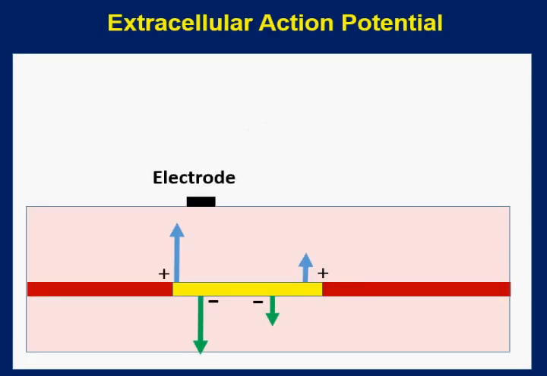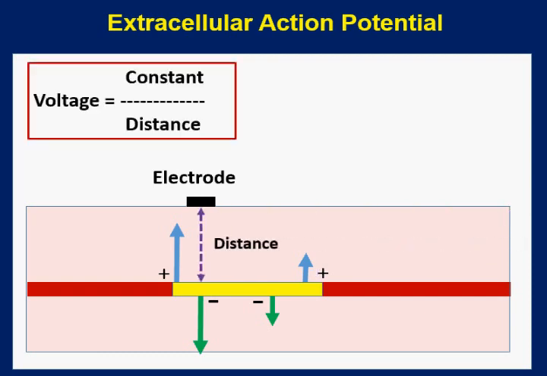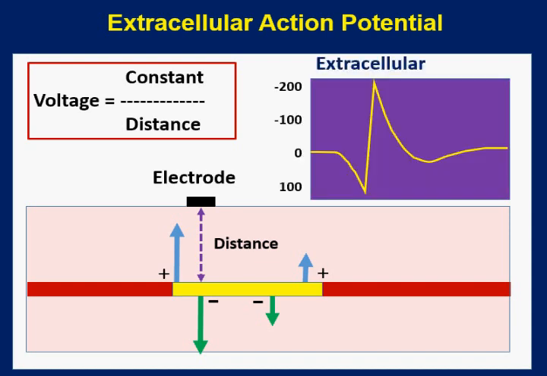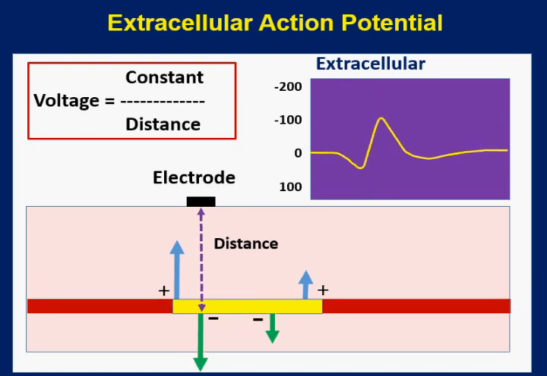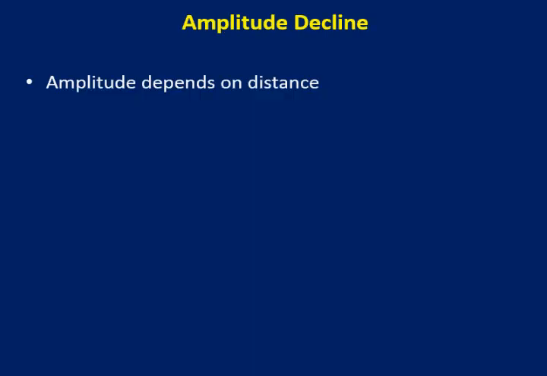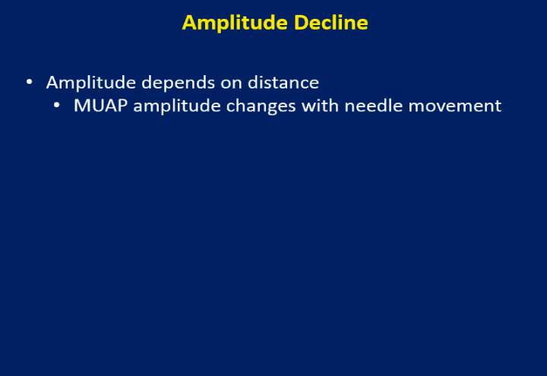The potential generated by a current source is inversely proportional to the distance from the recording site. Hence, the extracellular action potential amplitude also depends on the distance between the nerve or muscle fiber and the electrode. If the distance is increased, the amplitude decreases. This explains the change in signal amplitude when the needle position is changed in motor unit potential recordings.